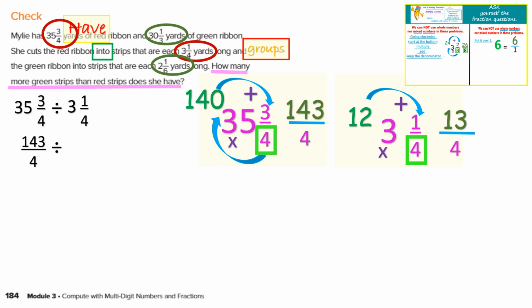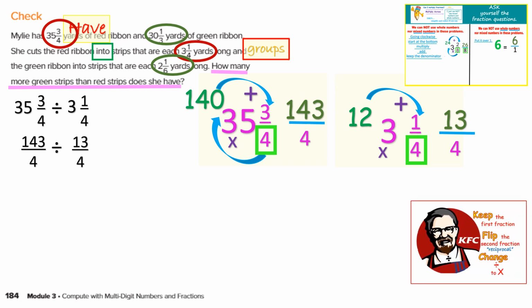Notice we have the 143 over 4. Underneath the 3 1/4, we're going to put the 13 over 4. Now I have a division of fractions problem, and we say, well, I can't do that. So I need KFC. I keep my first one, and I'm going to flip my second one. So instead of 13 over 4, we're going to have 4 13ths and see if I can cross reduce.